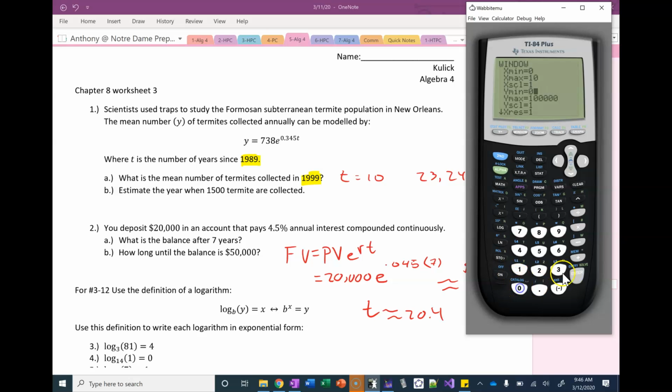And then for my y's, we've got to do something bigger than 1,500, so maybe 2,000, just in the interest of using a round number. Graph. So there's my termites collected, and there's 1,500. So second trace, intersect command, enter for first curve, enter for second curve, enter for guess. And 2.06 would be my value for t.